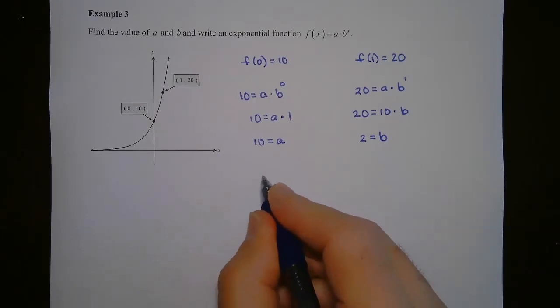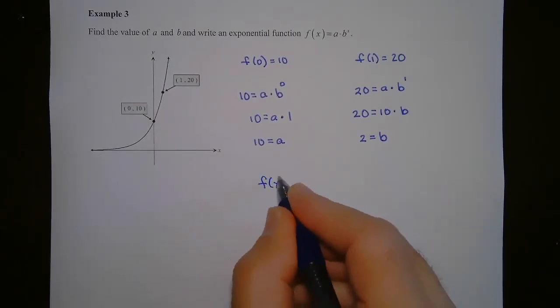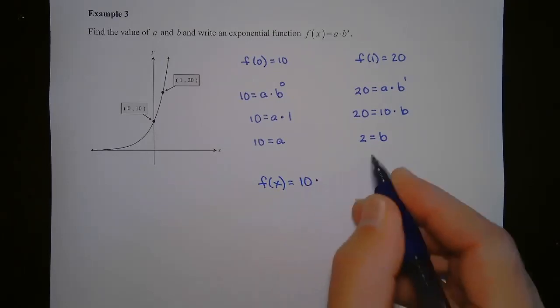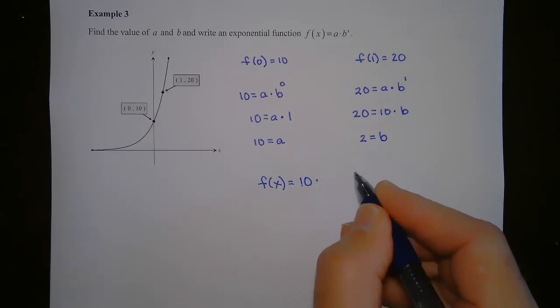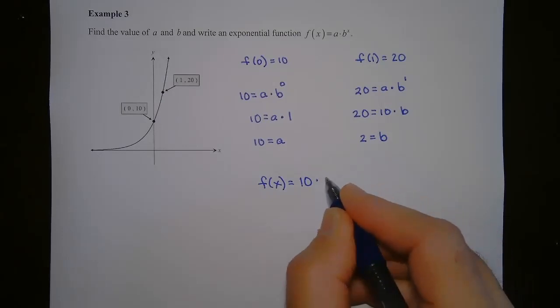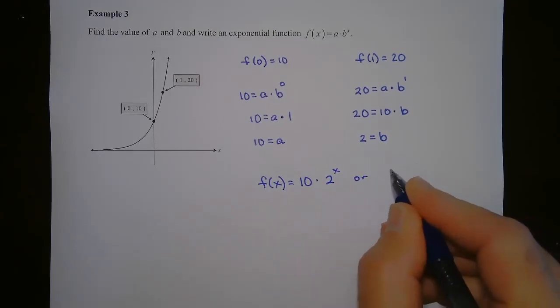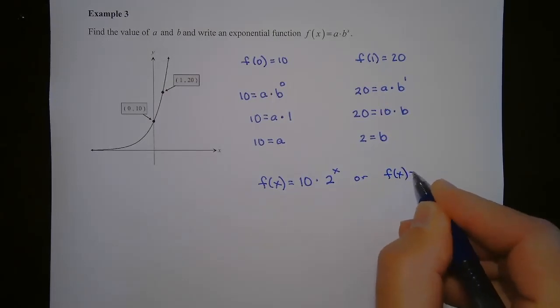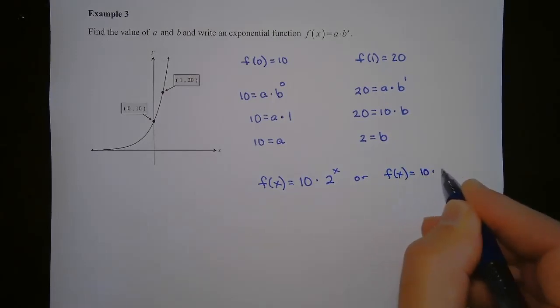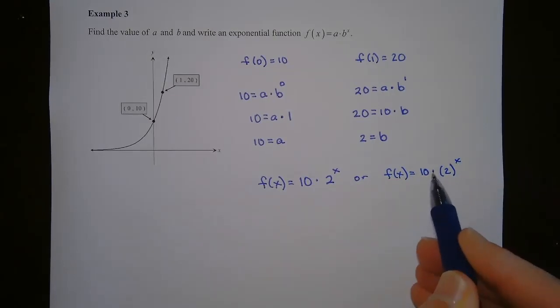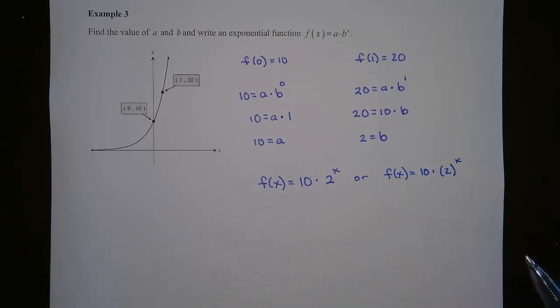All right, so we can write our function now. F of x is equal to our a, which is 10, times our 2 to the x. Here's an example where you don't have to use parentheses. You could write this as 10 times 2 to the x. Or you could put parentheses around it: f of x is equal to 10 times 2 raised to the x. With the parentheses, you wouldn't have to put the multiplication dot. All right, so that's example 3.